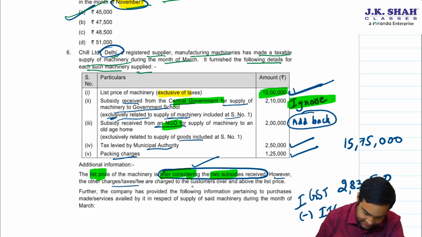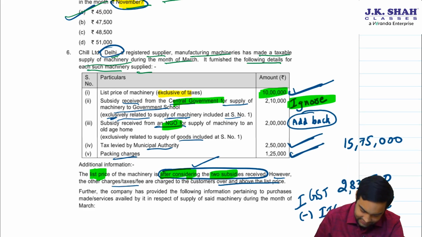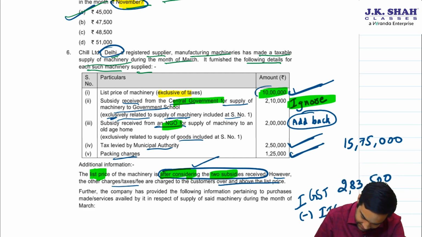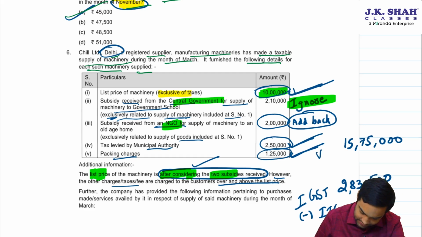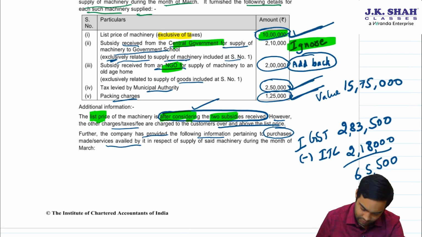However, other charges are over and above the list price. Municipal authority taxes will get added. Packing charges, incidental or ancillary, will get added. So the value will be 10 plus 2, 12, 14.5, 15.75. This will be the value. And then let's see. Further, the company has provided the following information related to purchases for the month of March. Let's see what they have purchased.